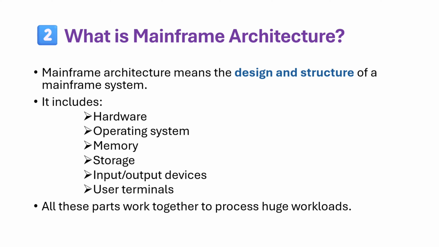Mainframe architecture means the overall design and structure of a mainframe system. It includes hardware, operating systems, memory, storage devices, input and output systems, and user terminals. All these components work together to process huge workloads efficiently and securely. Understanding architecture is important because it helps us understand how the entire system works internally.